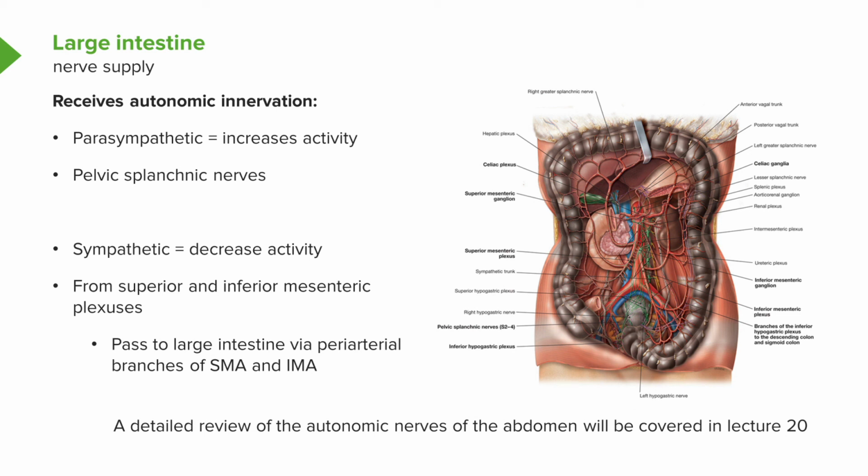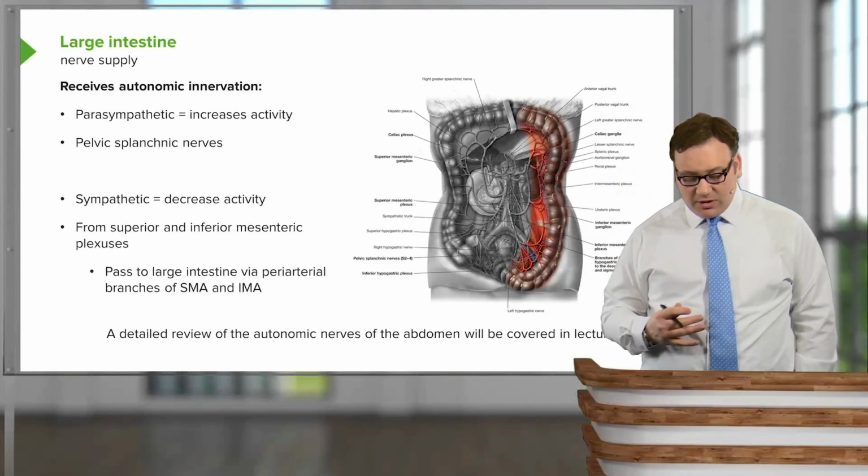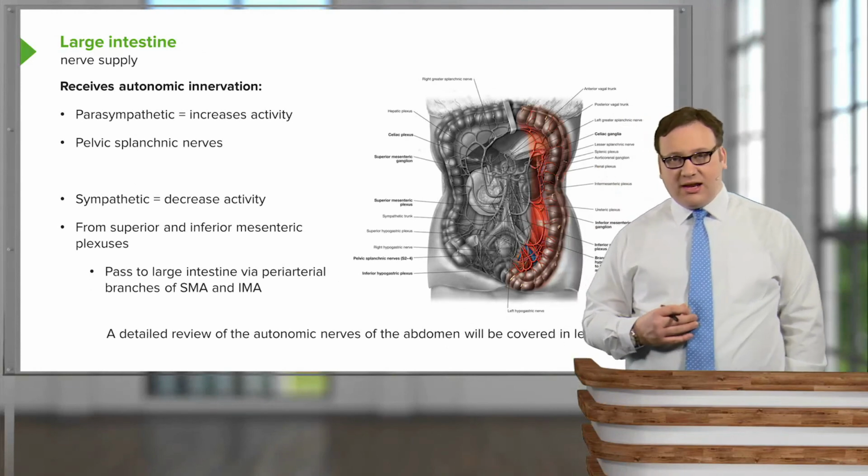The main parasympathetic input is via the pelvic splanchnic nerves. This is primarily for this distal portion of the large intestine. There's still some vagal input into the more proximal regions of the large intestine. But like I said, we'll explore this in more detail in a later lecture.